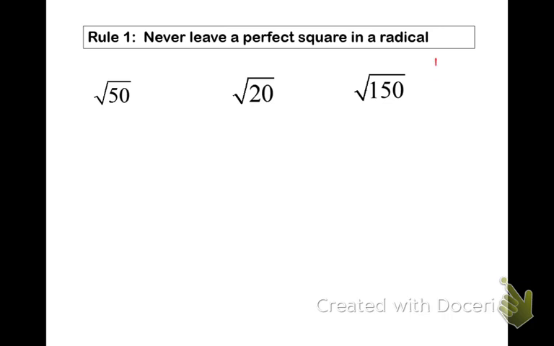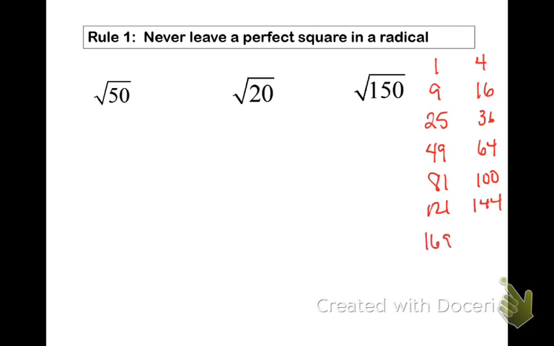some of my perfect squares are 1 and 4, 9 and 16, 25 and 36, 49, 64, 81, 100, 121, 144, 169, 196, 225, 256, 289, 324, 361, and then 400. So those are the first 20.